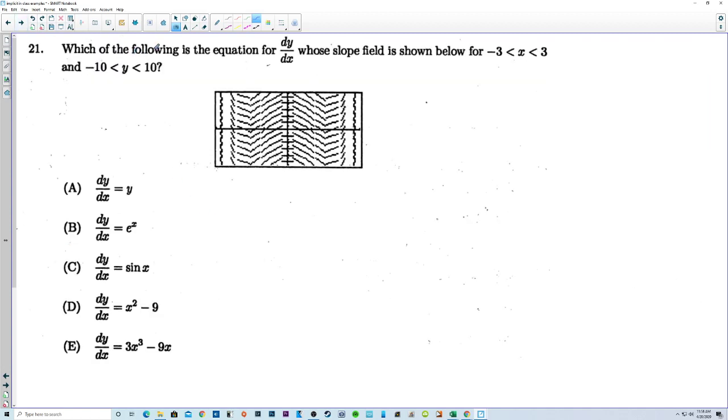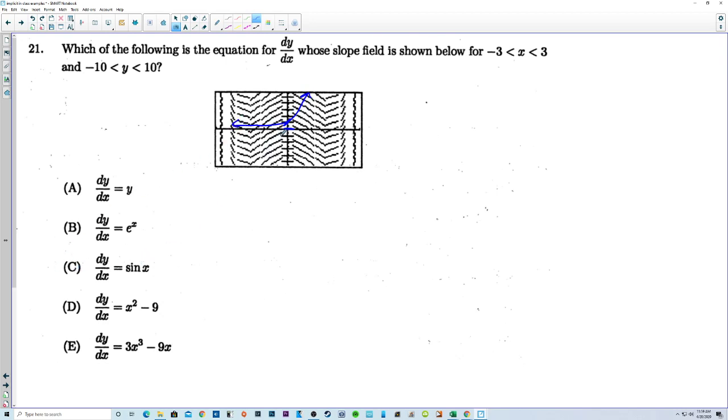Which of the following is the equation for dy/dx whose slope field is shown below for -3 to 3 and -10 to 10? So we're saying that the slopes are following the values of y. Well, that's not true because I don't see here where y is 1 that we have a slope of 1. Letter B says the slopes are following an exponential function, e to the x. Don't see that at all.